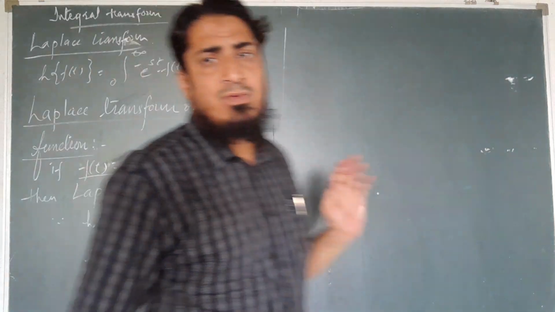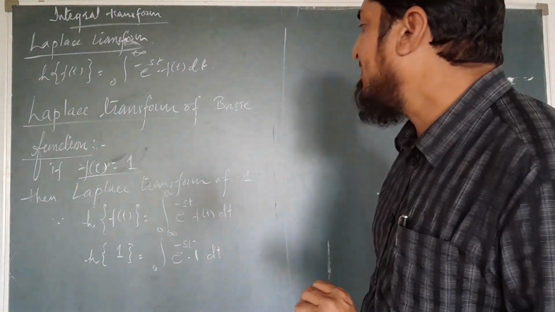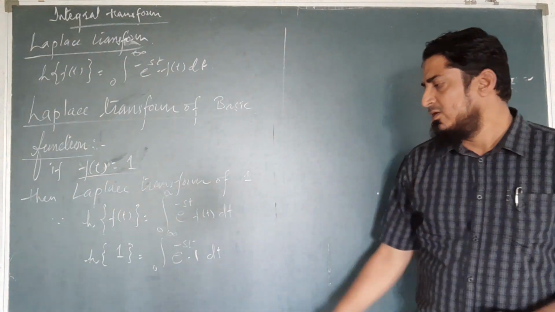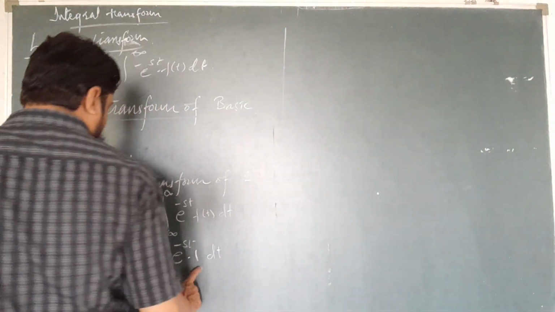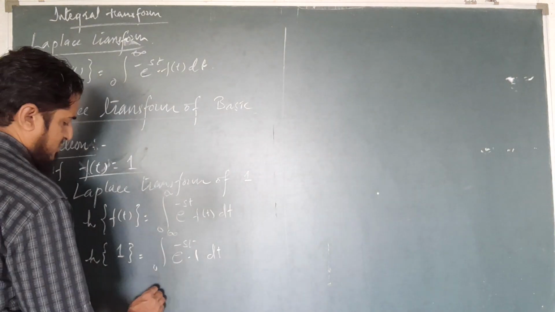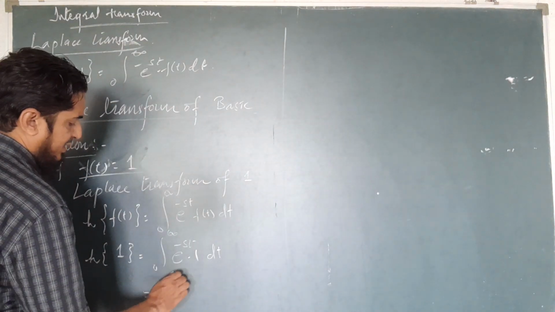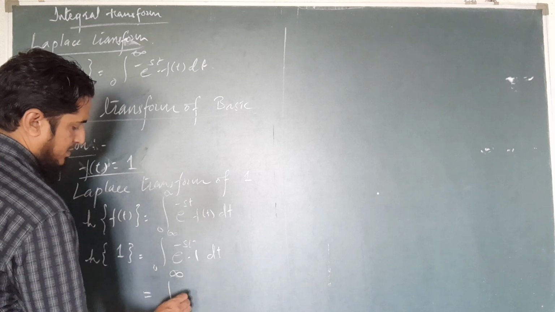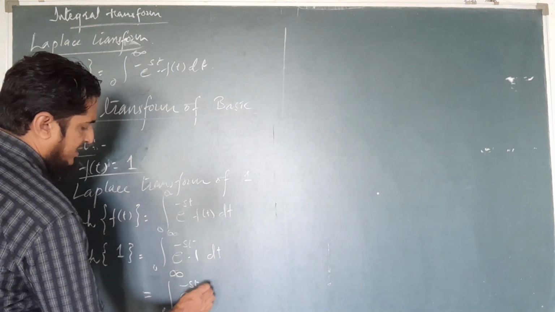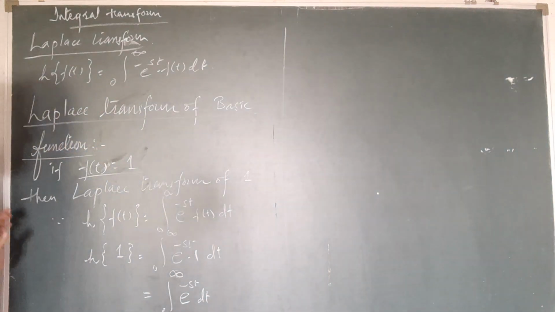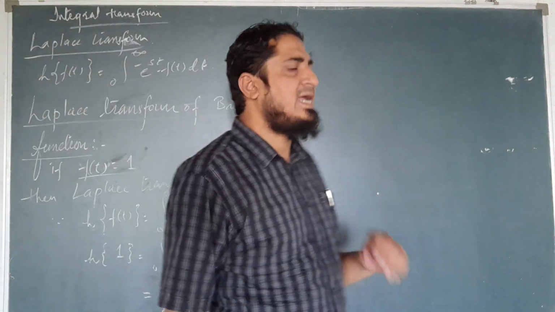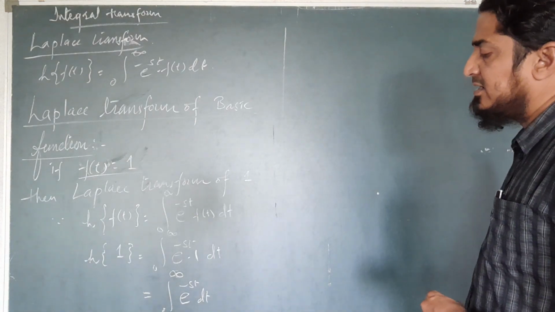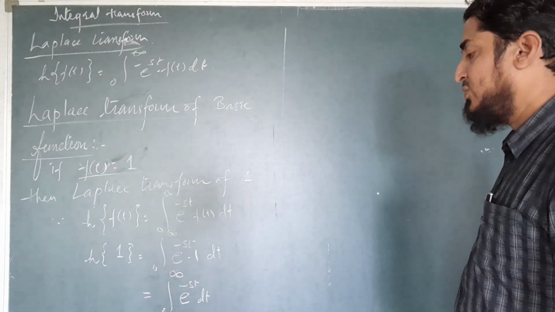What have we done here? We have just replaced f of t by 1 in the definition, and we multiply this 1 with e raised to minus st, so we get the integration from 0 to infinity of e raised to minus st dt. Now we have one exponential function, e raised to minus st, and we have to integrate that function in the limit between 0 to infinity.